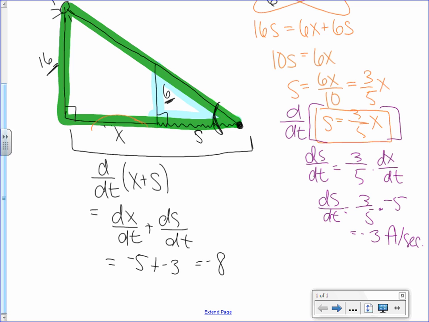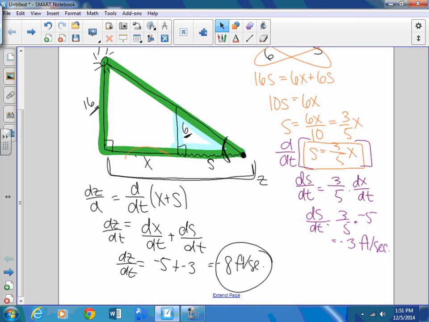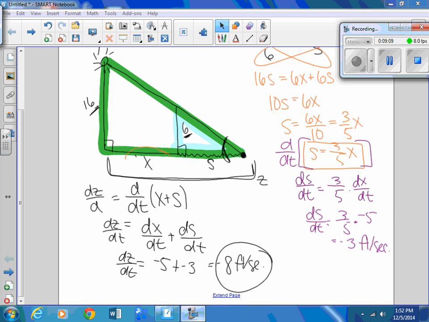I probably should have labeled it; how about we call this whole big side z? So that means that dz/dt was equal to this. So here's dz/dt. I just gave it a variable. So the tip of the shadow is moving at a rate of -8 feet per second. And that's it.